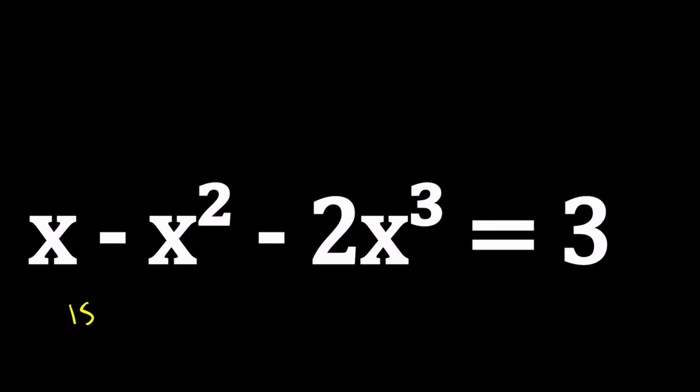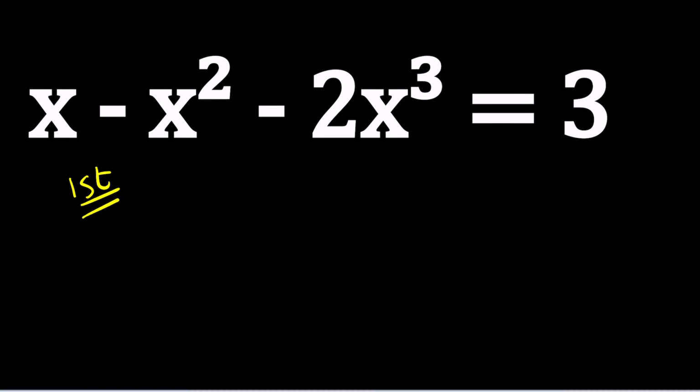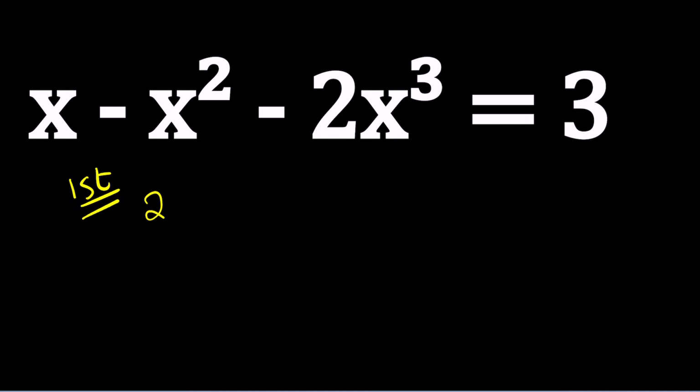First method, let's go ahead and put everything on the right hand side where x cubed is positive. So it's going to be 2x cubed plus x squared minus x plus 3 equals 0.